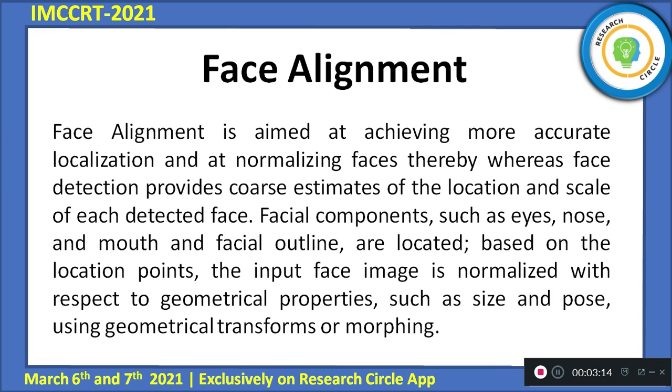Face alignment. Face alignment aims at achieving more accurate localization and normalization of faces, whereas face detection provides a coarse estimate of the location and scale of each detected face. Facial components such as eyes, nose and mouth and the facial outline are located. Based on the location points, the input face image is normalized with respect to geometrical properties such as size and pose using geometrical transform or morphing.